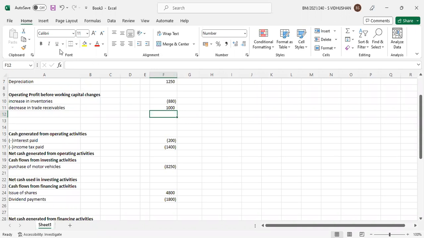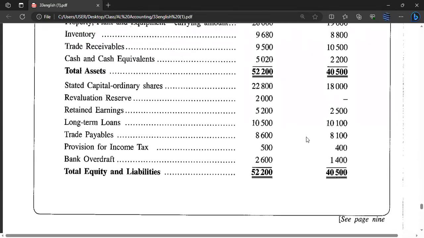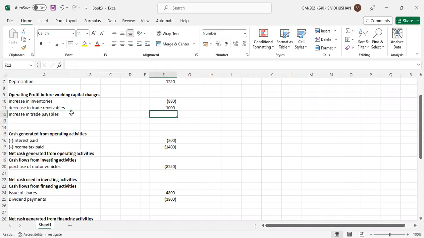we'll come to the trade payables, right? Trade payables is how much? Trade payables, we have opening balance 8,100 and closing balance 8,600. So that is 500. Then you have cash and cash equivalent, right?